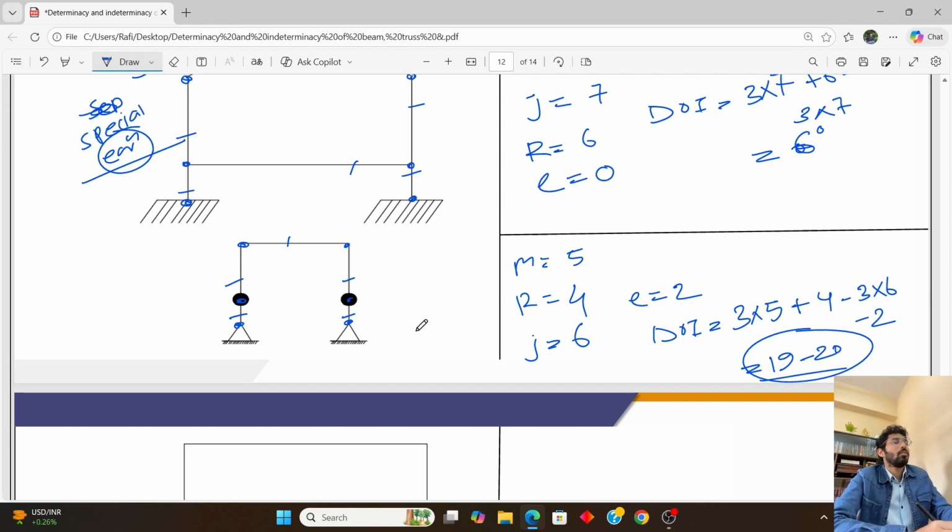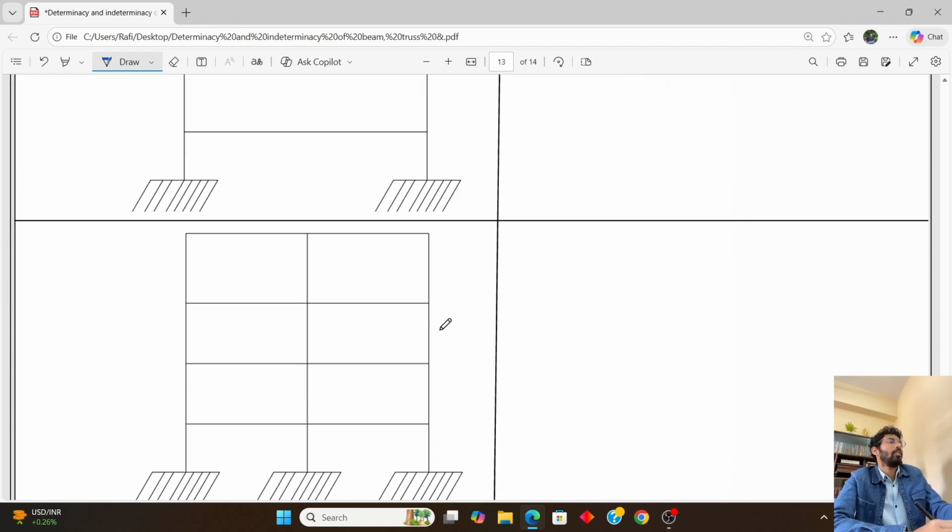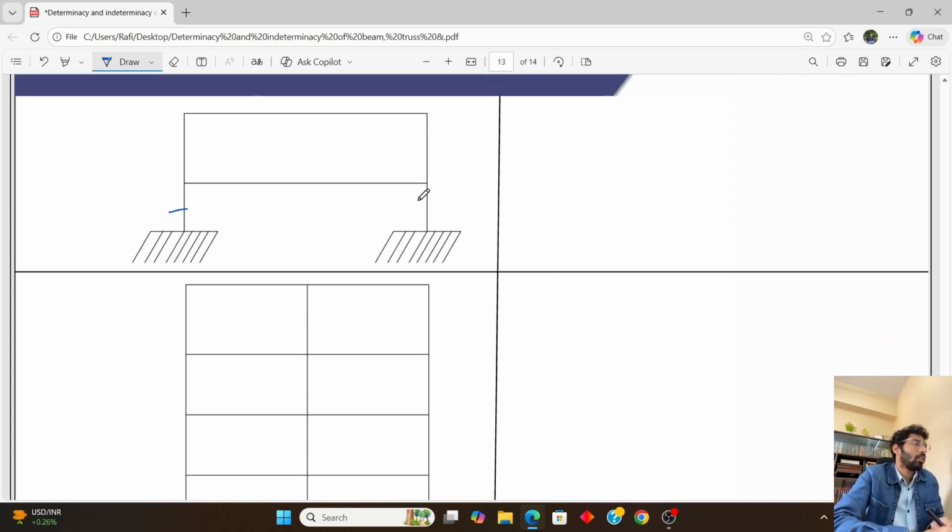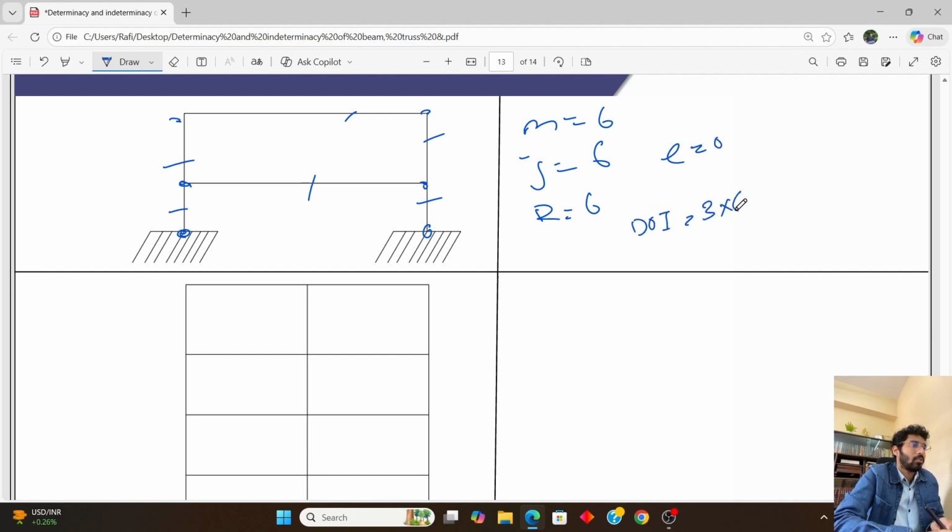Okay, so what will be the value of degree of indeterminacy here? The total number of bars will be 1 2 3 4 5 6. The value of M will be 6. The value of J will be 1 2 3 4 5 6. So the number of unknown reactions is 6. E is equal to 0. DOI will be 3 into 6 plus 6 minus 3 into 6, which is 6 degrees of indeterminacy.